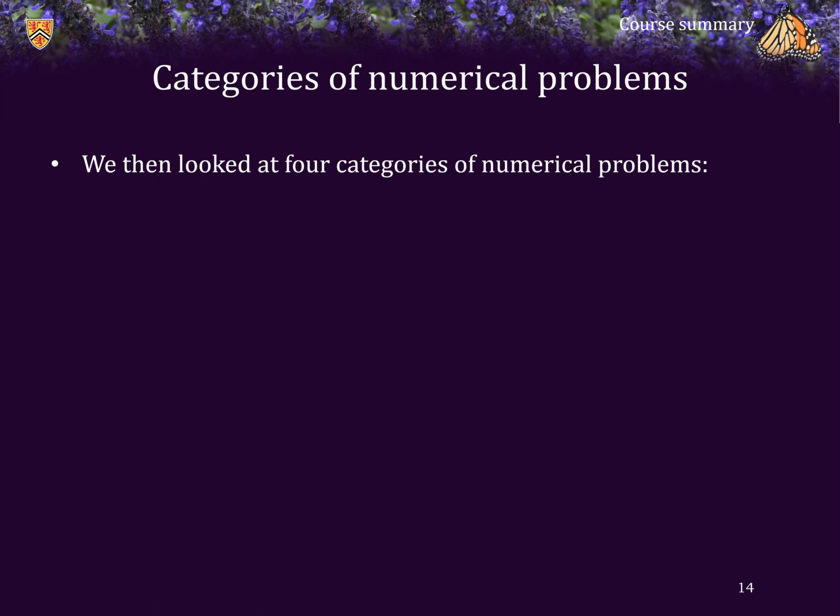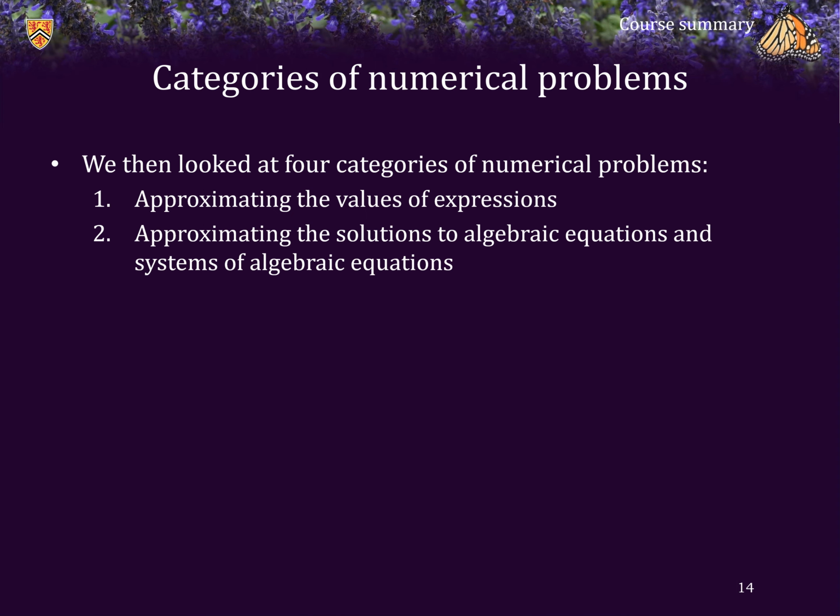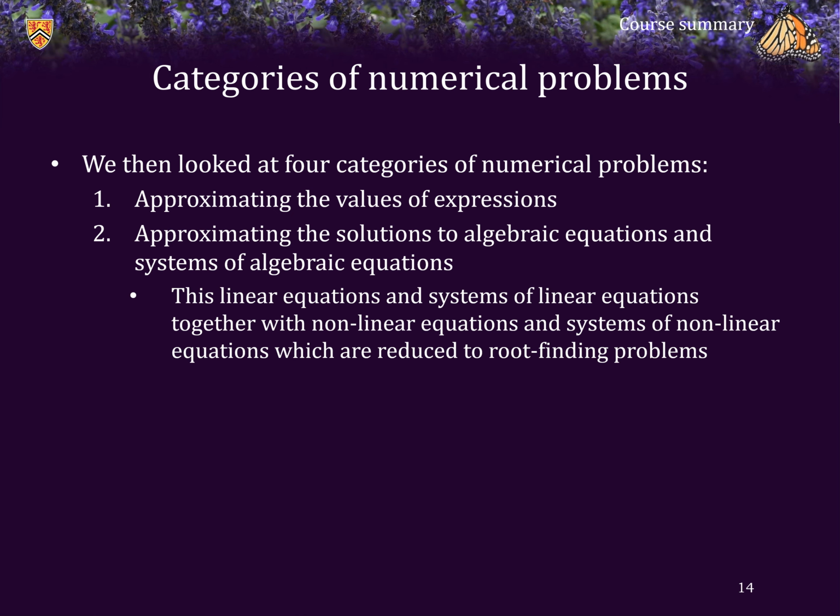Now, having covered these 7 tools and sources of error, we then looked at 4 categories of numerical problems: approximating the value of expressions, approximating the solutions to algebraic equations and systems of algebraic equations, and here we had linear equations and systems of linear equations, together with nonlinear equations and systems of nonlinear equations. The first were found or approximated using techniques from linear algebra. The nonlinear equations and systems of nonlinear equations were reduced to root-finding problems.